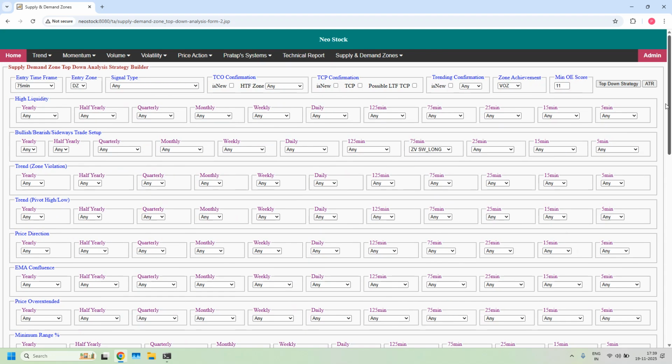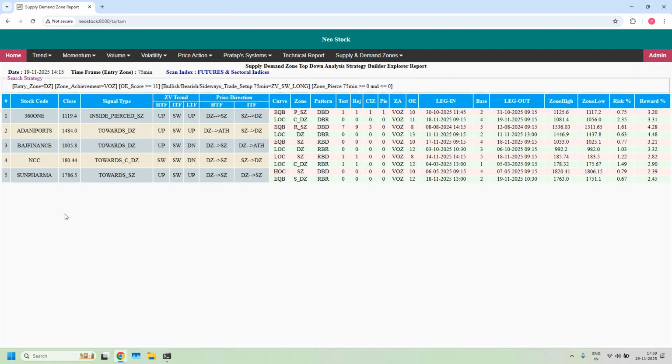Pierced count 0 means the zone is not pierced. Whatever the zone you select, because I selected 75 minutes demand zone, they won't be pierced. Let's filter. We got 5 stocks. So these 5 75 minutes demand zones are supporting sideways long trade setup for weekly income trade. You can plan trades only if lesson 30.3 video checklist items are satisfied. Otherwise, higher chances of zone violation.